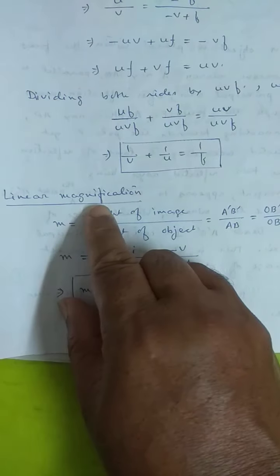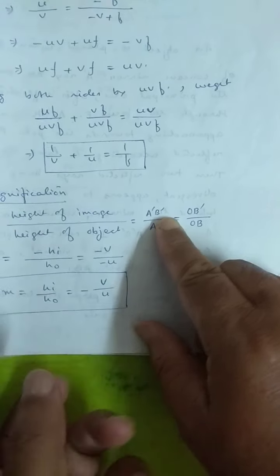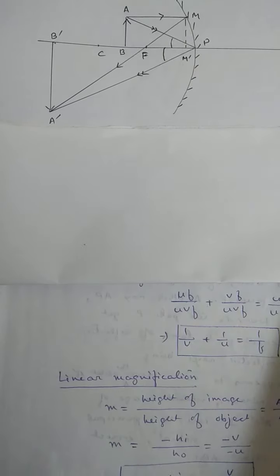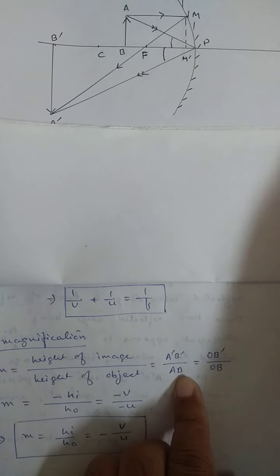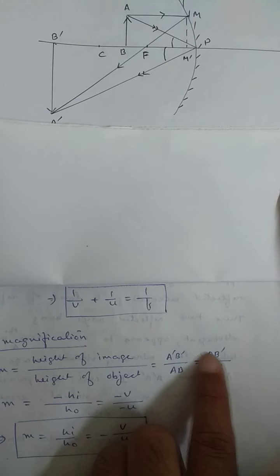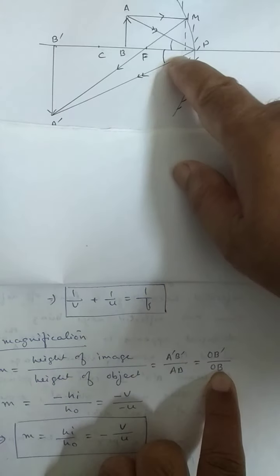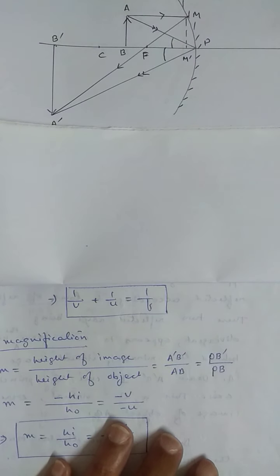Now, what is linear magnification? Linear magnification is height of the image by height of the object. What is height of the image in my diagram? A dash B dash by AB. You just see A dash B dash, it is the height of the image. AB is the height of the object. Yes or no? So therefore, what is linear magnification? A dash B dash by AB. According to equation 1, what is A dash B dash by AB? OB dash by OB. What is OB dash? Image distance. What is OB? Object distance. Not OB, it is actually PB. Sorry. It is PB.